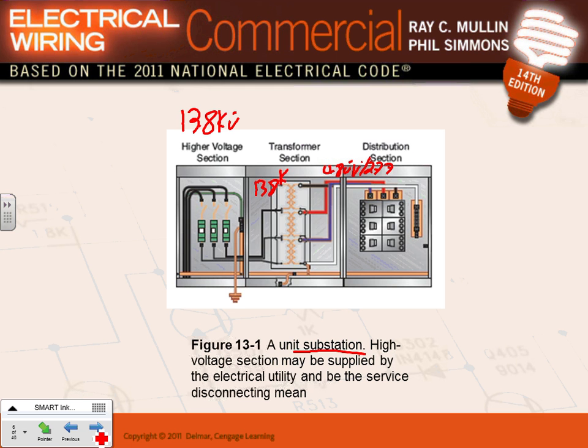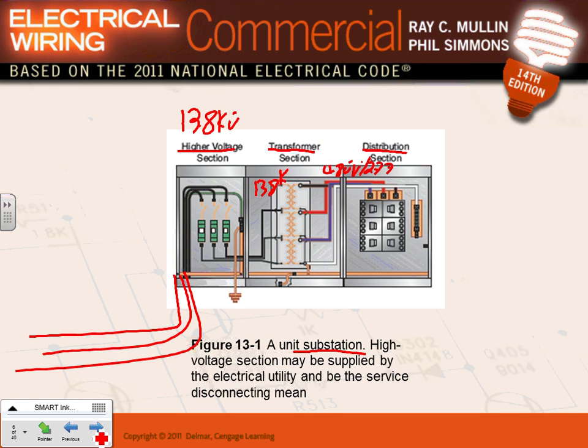You have one section for the transformer, one for the distribution system, one for the high voltage. And then you bring your power from the utility right in here. So you brought 13.8 to your building, and you can see that. You put the 13.8, this could be your disconnect. Can you guys see that? This could be your disconnect.